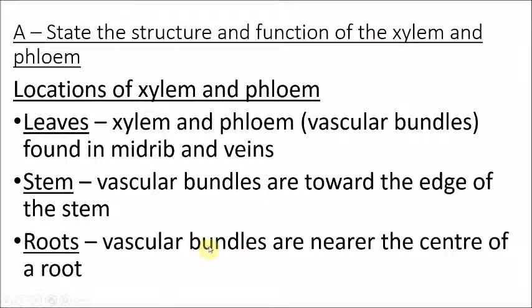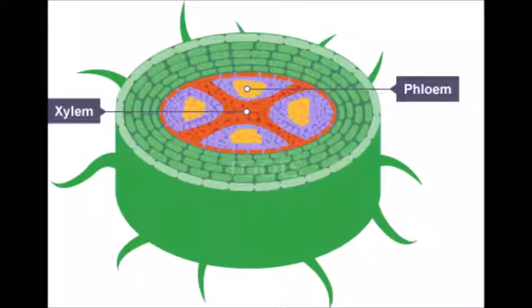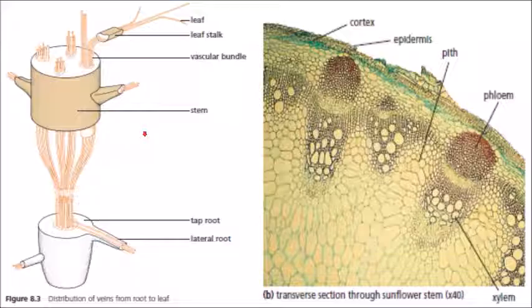In the roots, the vascular bundles are nearer the center. You can see here on this picture how the vascular bundles go from the center of the root here, this structure, to the outside of the stem here, and then they would go into the leaf stalks and then enter the midrib of the leaf and then break off and form veins here. This is a really good picture to show how that is.